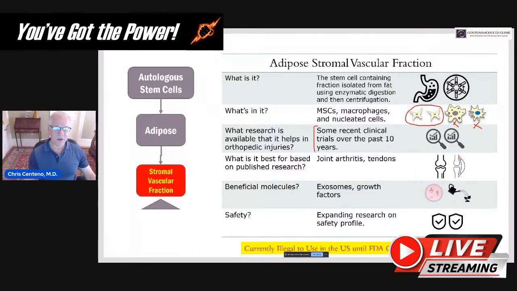There's been some pretty good research over the last 10 years. Again, the focus is more joint arthritis and tendons, exosome growth factors, and expanding safety profiles.